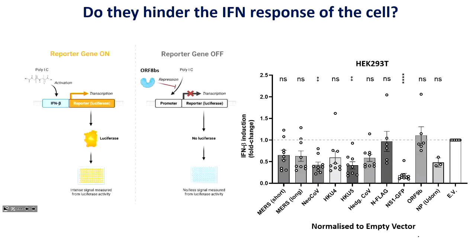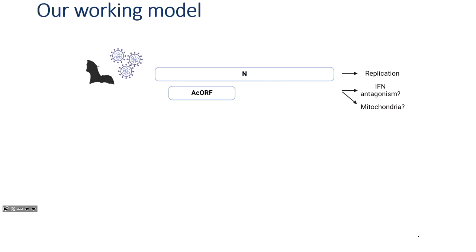Each dot here is a biological replicate, but some of these proteins, like if you look at Neoromicia coronavirus and HKU5, do seem to be dampening down the interferon response. As a positive control, we used NS1 from flu, which is a known interferon antagonist. Interestingly, they were stopping the interferon response more than ORF9b, but this is the Wuhan strain, and we know that the antagonism of interferon from ORF9b became stronger with the other variants. And so to finish off, I wanted to present our working model.